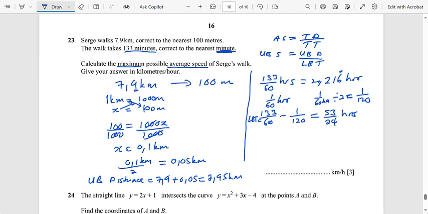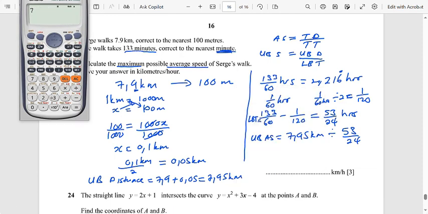Now, for me to get the upper bound average speed, I'm going to say the total distance, which is 7.95 kilometers, and then I divide that by the total time, which is 53 over 24.